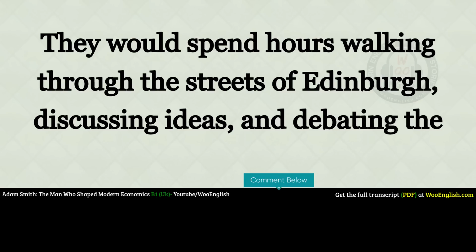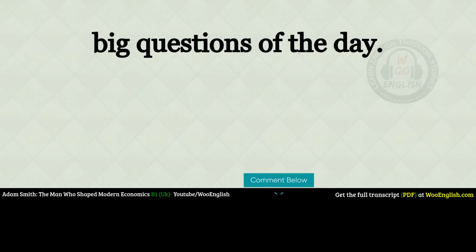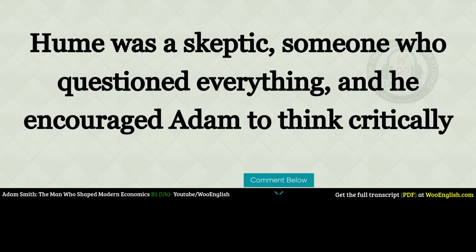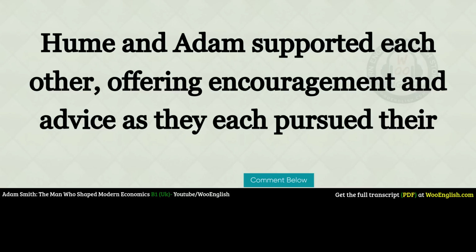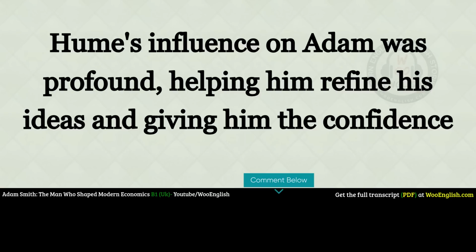They would spend hours walking through the streets of Edinburgh, discussing ideas and debating the big questions of the day. Hume was a skeptic, someone who questioned everything, and he encouraged Adam to think critically and to challenge established beliefs. Their conversations were not just intellectually stimulating, they were also deeply personal. Hume and Adam supported each other, offering encouragement and advice as they each pursued their own work.